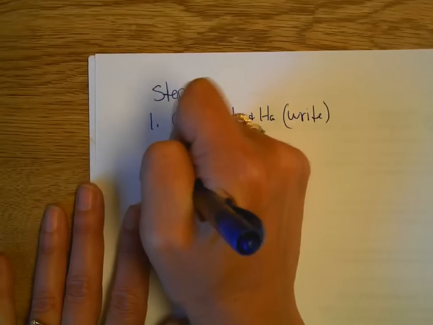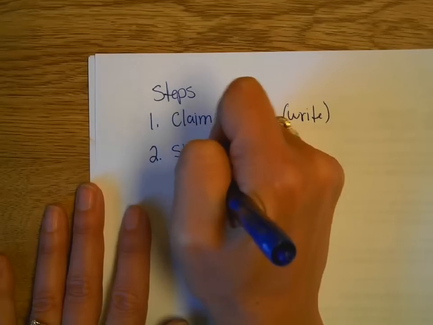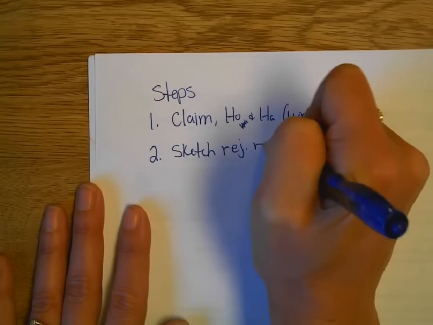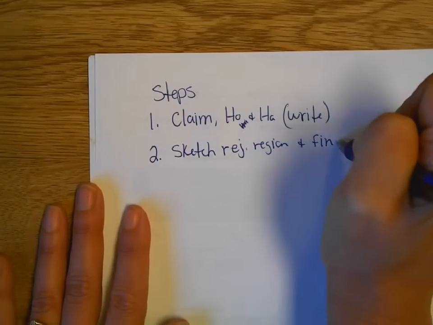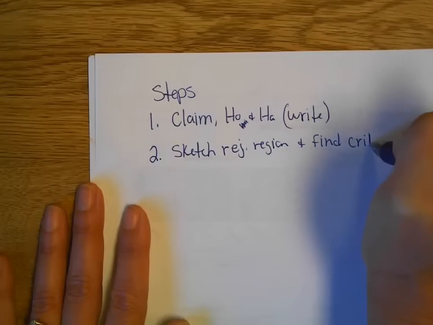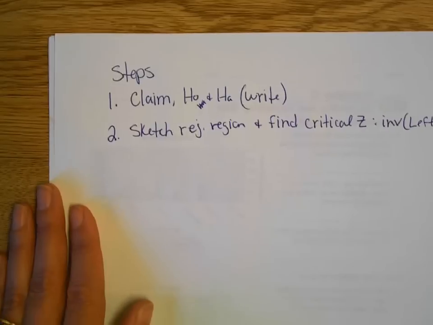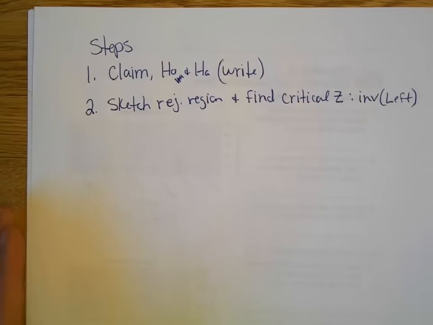After that, you're going to sketch the rejection region and find the critical Z with your inv norm. So sketch the rejection region and find the critical Z using your inv norm.